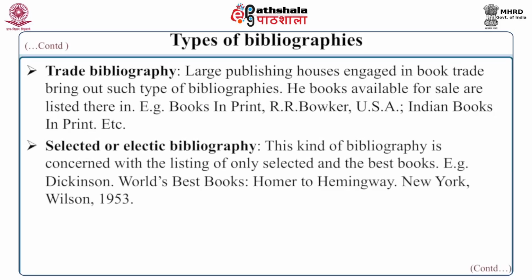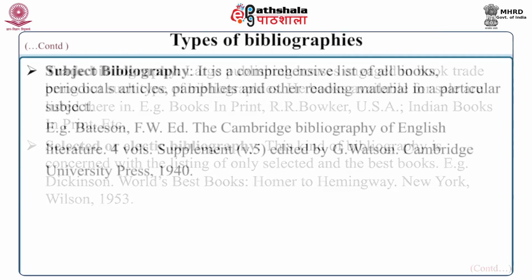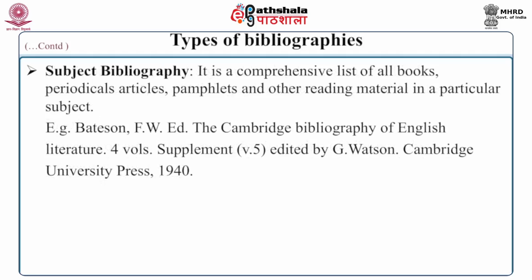The next type of bibliography is selected or eclectic bibliography. This kind of bibliography is concerned with the listing of only selected and the best books. Example, World's Best Books, Homer to Hemingway by Dickens. The next type of bibliography is subject bibliography. As librarians, we are mainly concerned with subject bibliography. It is a comprehensive list of all books, periodical articles, pamphlets and other reading material in a particular subject. Example, the Cambridge Bibliography of English Literature, published in 4 volumes with a supplement 5th volume, edited by G.